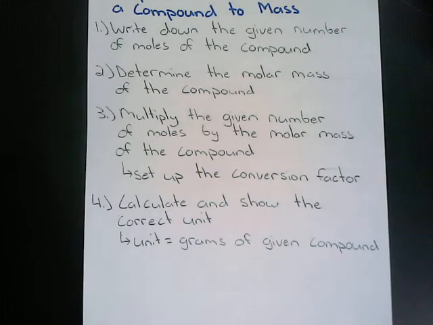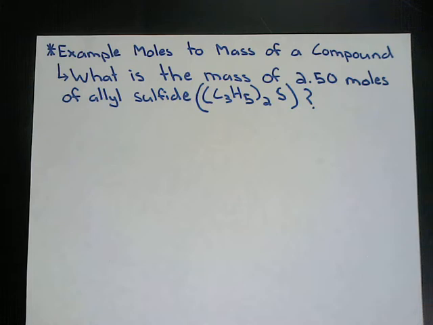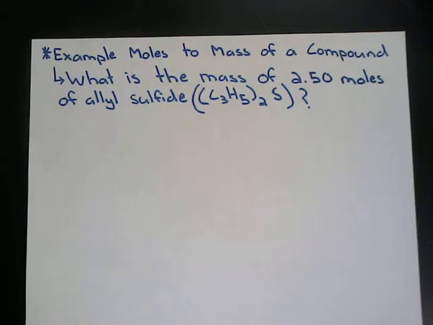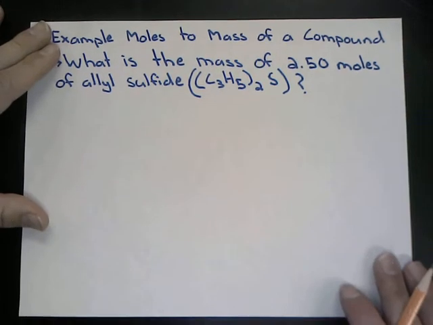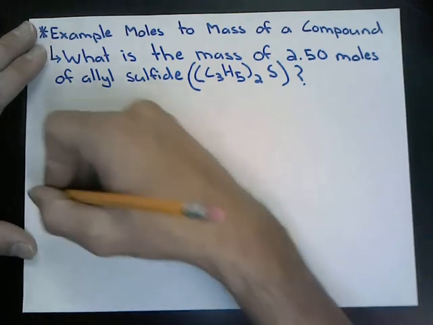So let's go ahead, let's put these steps to the test here and go through an example on the next page here. So what we're going to do here is we want to determine the mass in grams of 2.5 moles of allyl sulfide, which I included the formula here in parentheses. So for this process here, it said write down the moles given. So I'm going to put this about 3/4 of the way down the page.